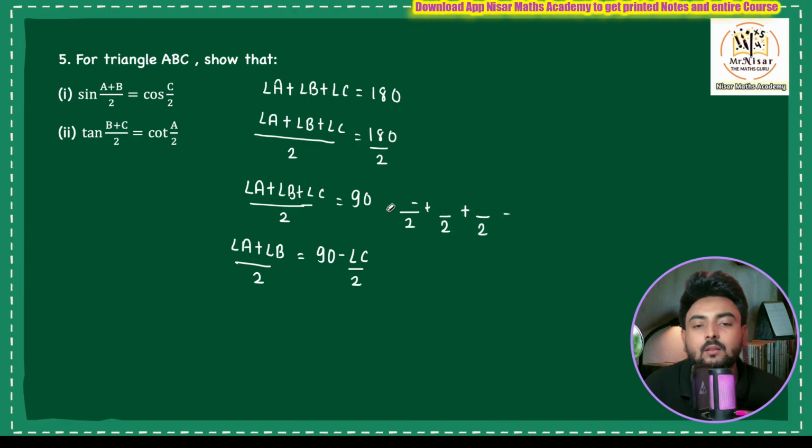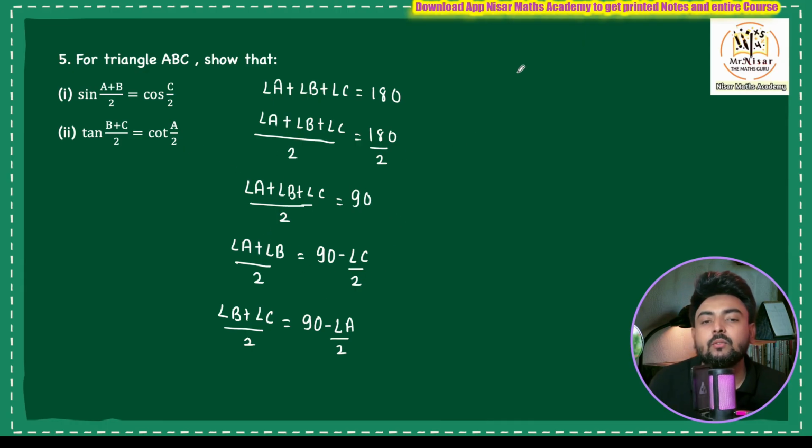Yeah, and in the same way I need the value for B plus C by 2 for the second question. I'll write it over here, angle B plus C by 2. So whenever I need to find the value of B plus C by 2, what will go to that side? Angle A will go to that side. So it will be 90 minus angle A by 2. Okay, so this we need.